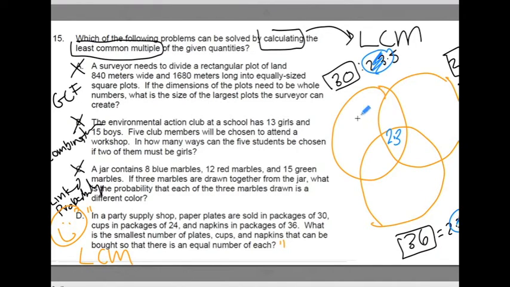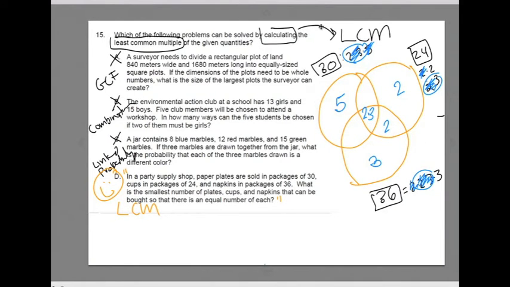The 30 has an extra 5. So these are the prime factors that multiply to get to 30. The 24 has a 2 that is shared with the 36. So I put that in the middle. And then the 24 has an extra 2, and the 36 has an extra 3.